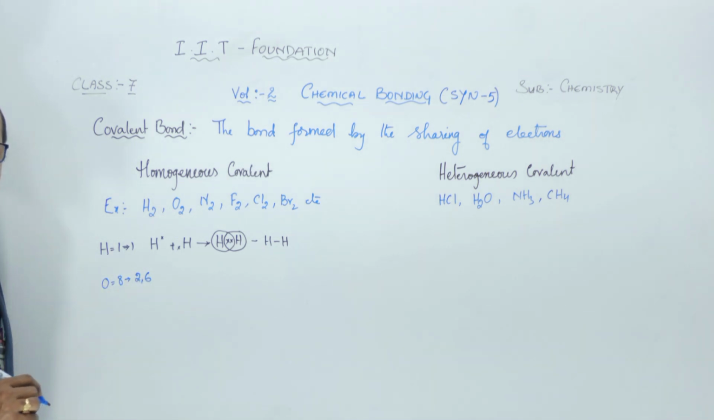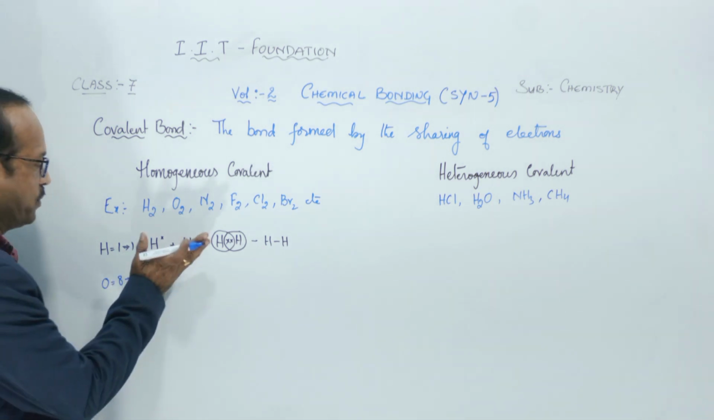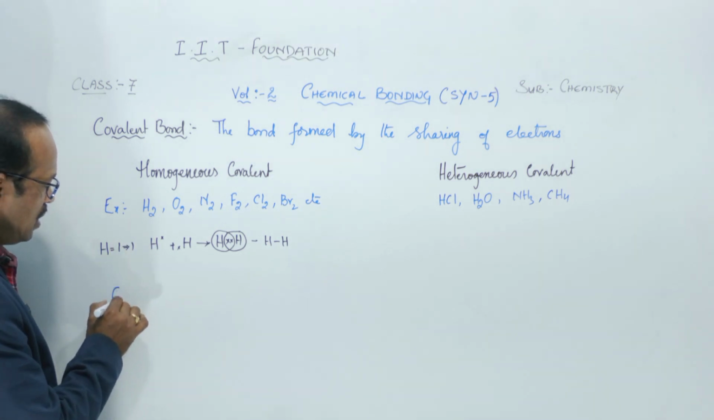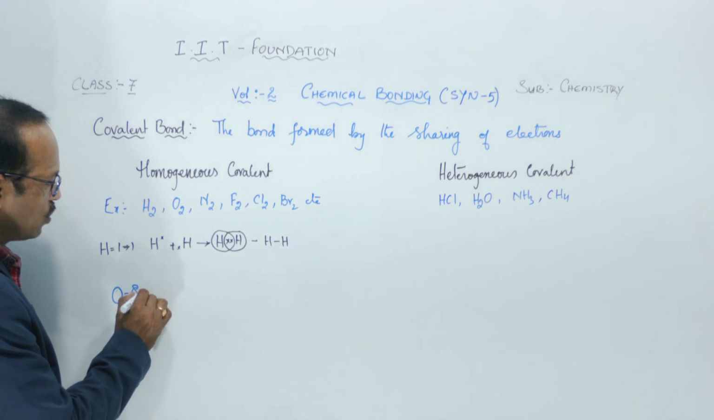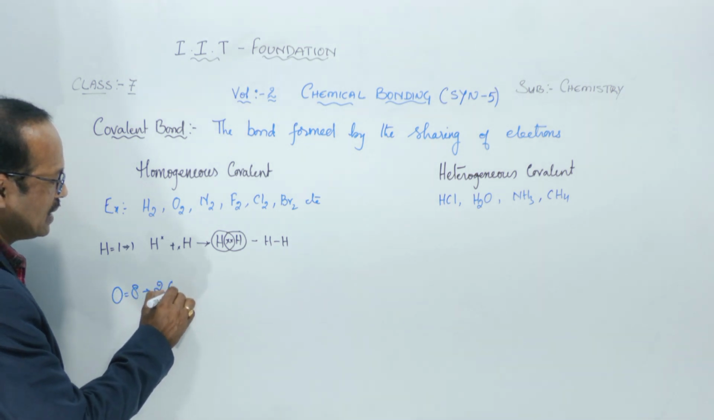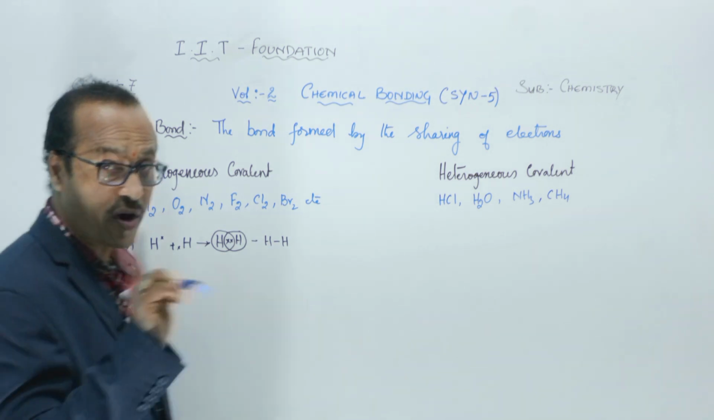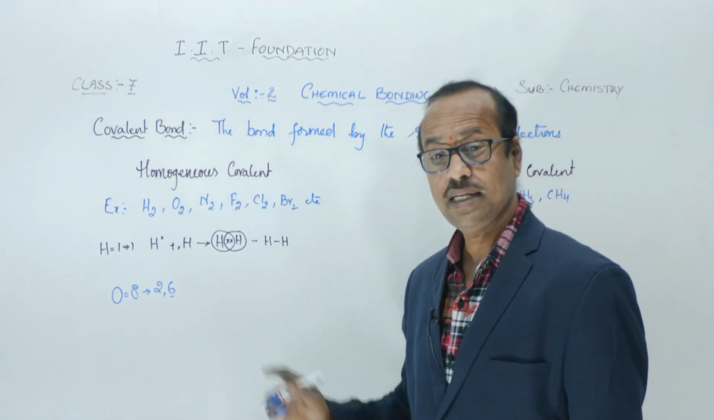Right? We write the electronic configuration as 2, 6. Okay, little bigger, right? Oxygen's atomic number is 8. Electronic configuration 2, 6. Means what? Oxygen has 6 electrons in its outermost shell, the valence shell.